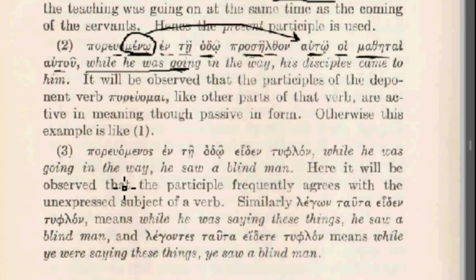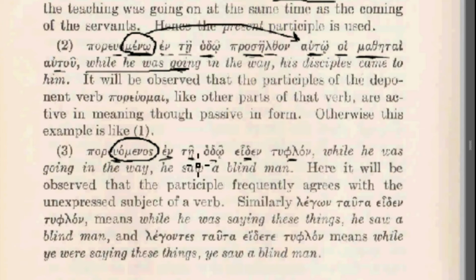And now let's come to the third of these. We have poruomenos in te hodo eden taflon. So poruomenos, same verb as we had here, it is deponent, but notice we have the nominative, singular, masculine ending. So I know that going in this case is going to be discussing a masculine, singular noun in this sentence, which will obviously be the subject of the sentence.